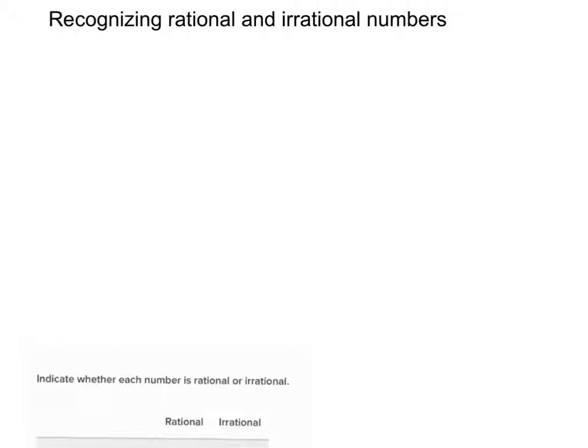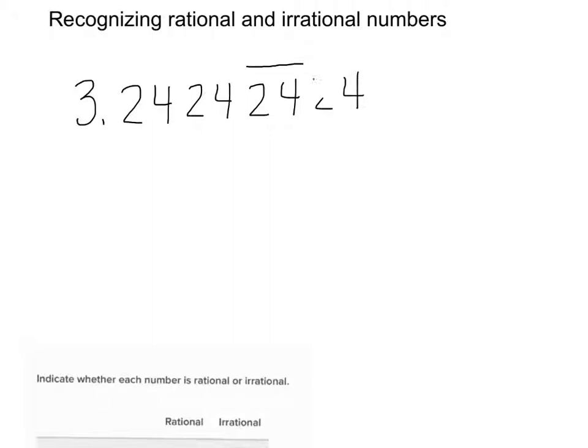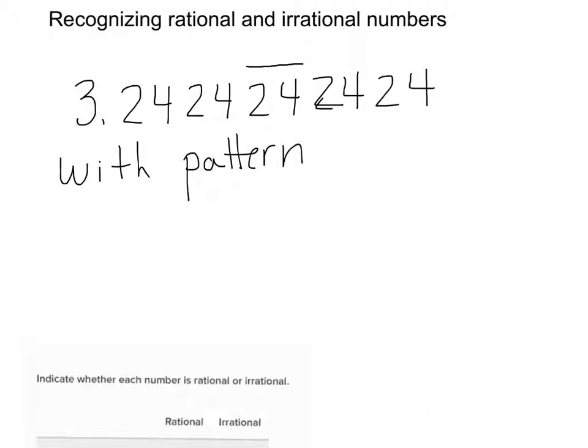Okay? So let's say we have a decimal, 3.242424, and I'm going to put a bar over the 2 and the 4. And that bar over the 2 and the 4 means the 2 and the 4 go on forever. 2, 4, 2, 4. So a decimal that repeats with a pattern. So this has a pattern. With a pattern is rational. Okay, so that's one type of rational number.